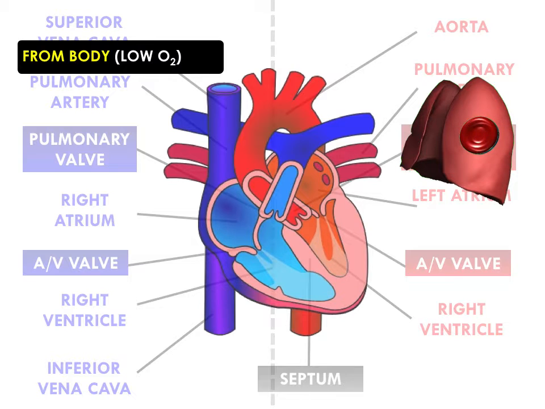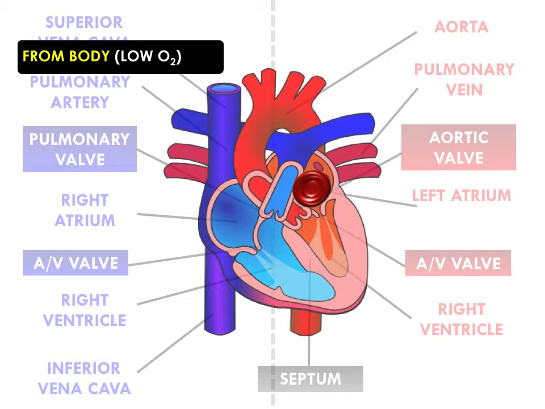That is where the blood will then be oxygenated in the lungs, and it's returned to the heart through pulmonary veins. From those pulmonary veins, blood will flow into the left atrium. From the left atrium, blood flows through the bicuspid valve, or AV valve, into the left ventricle.